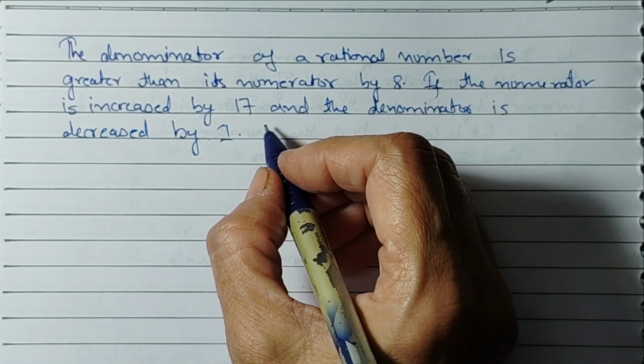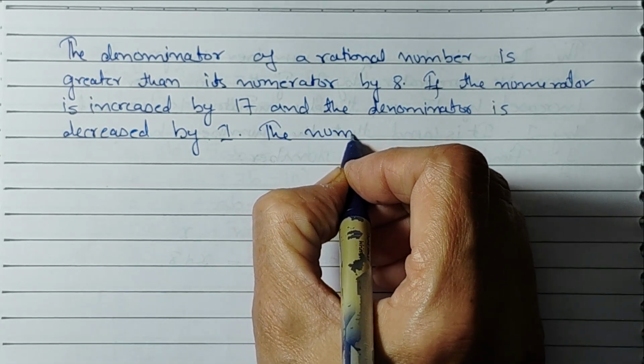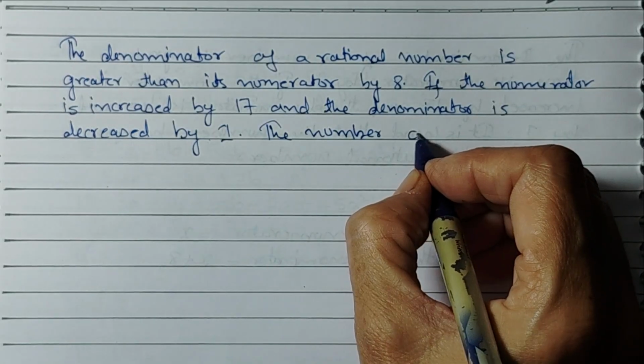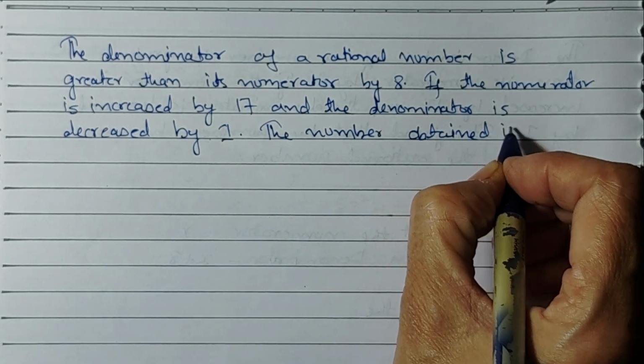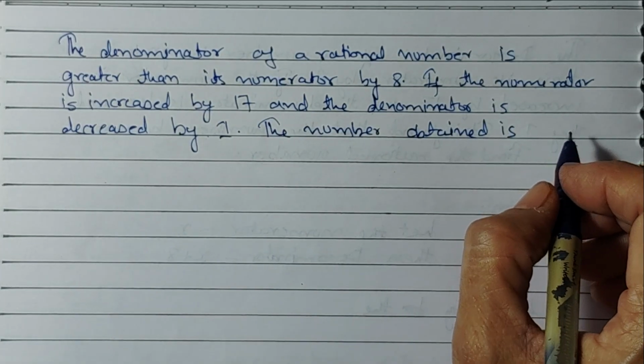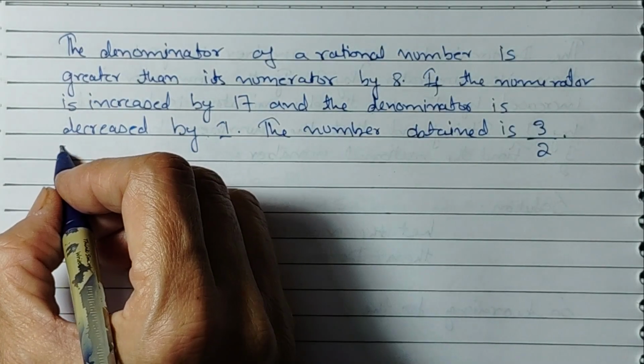the number becomes 3 by 2. Find the rational number.